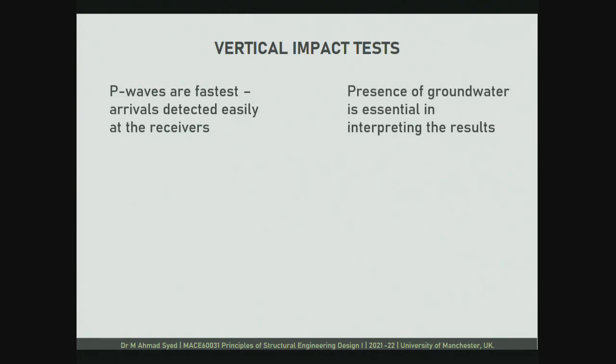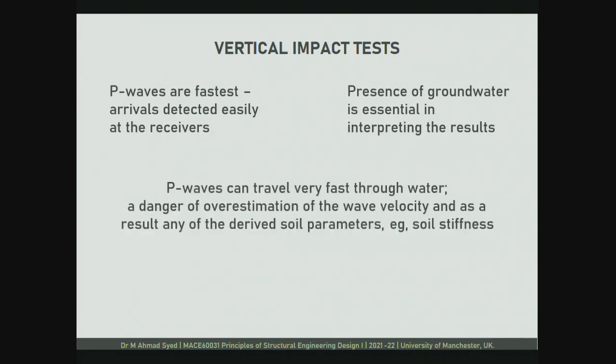Now, the presence of groundwater is essential in interpreting the results. Primary waves can travel very fast through water, right? So if they are traveling faster, obviously their velocity is being influenced by the presence of water. So there is a danger of overestimation of wave velocity just because of the presence of water. As a result, if we are using P waves to back calculate the soil's stiffness, we have a danger of overestimating the stiffness, because whatever velocity we have recorded, if the P waves have traveled through water, then that is not the actual velocity with which they would travel through the soil.